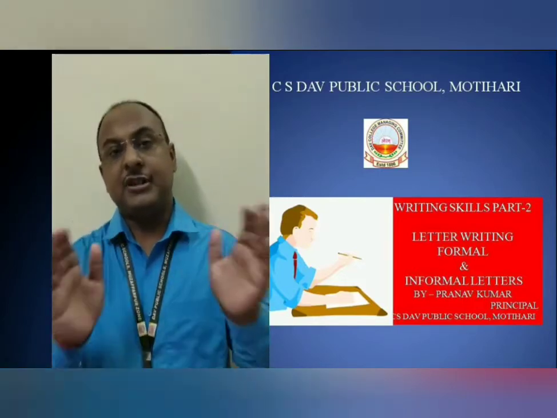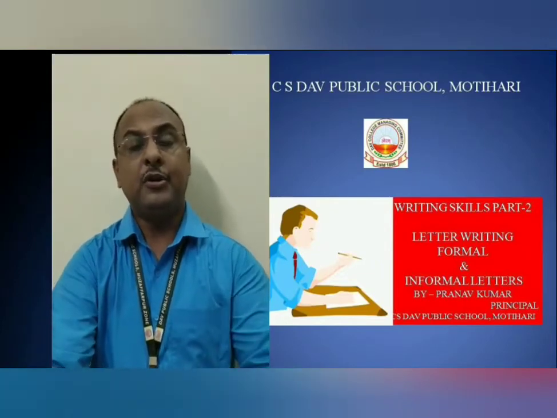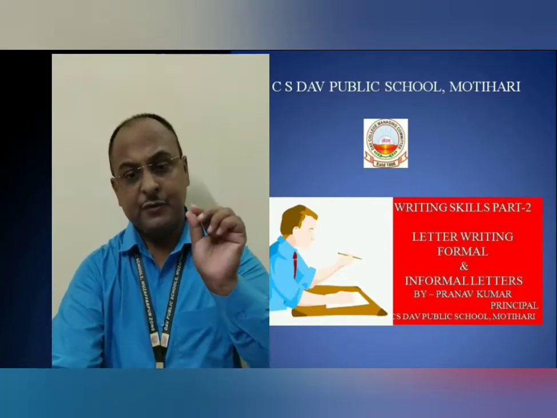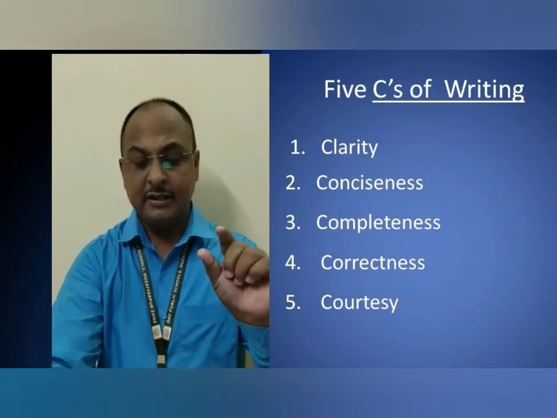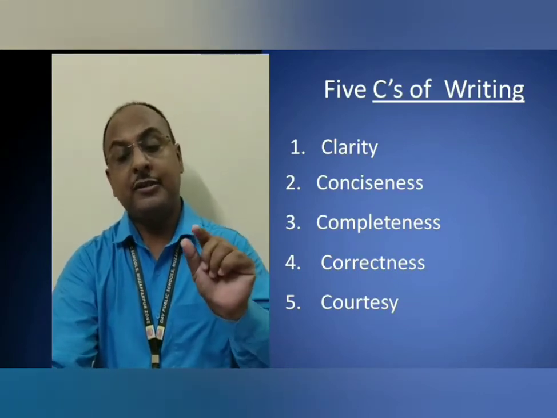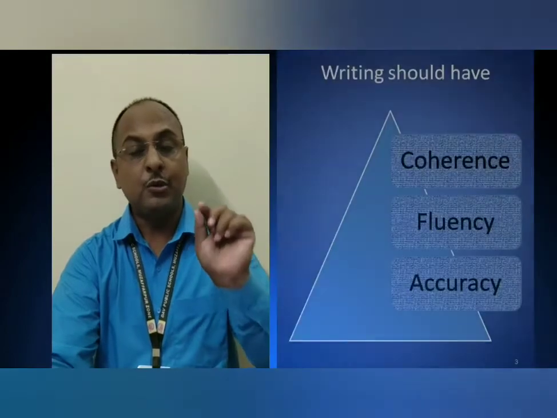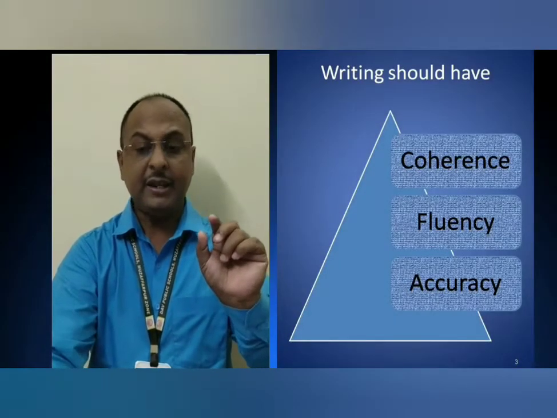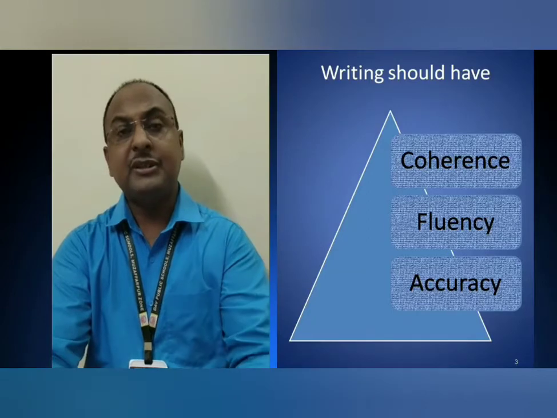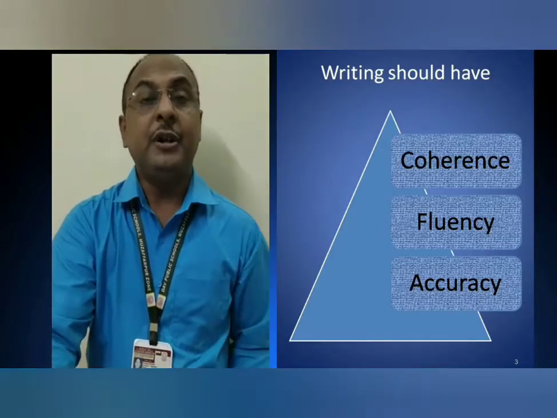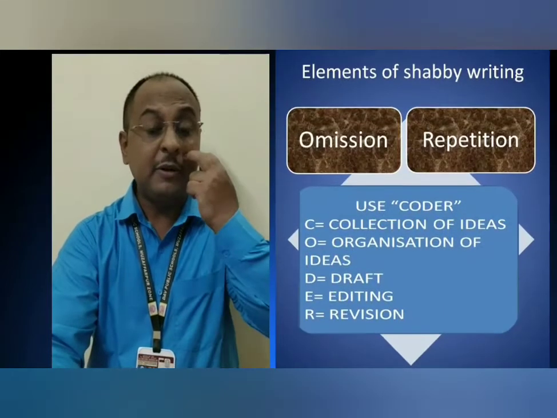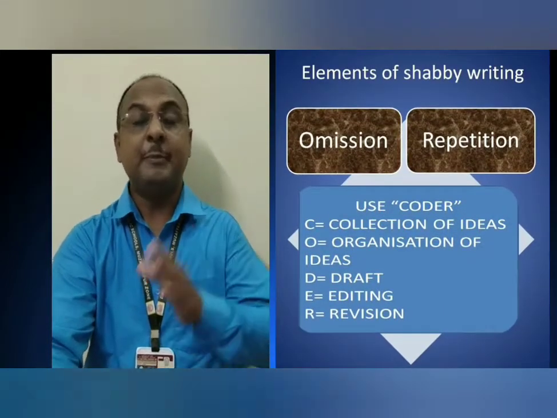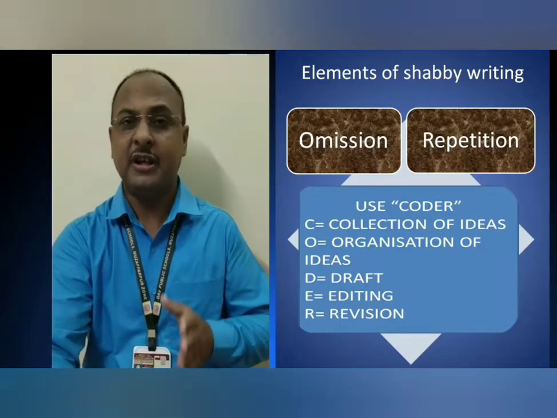As I discussed earlier in my video on notice writing, the writing of students should contain these 5 C's: clarity, conciseness, completeness, correctness, and courtesy. Also, I told you that the writing of students should have coherence, fluency, and accuracy. There were some elements that should be avoided because they make writing shabby: omission, repetition, redundancy, regression, etc.